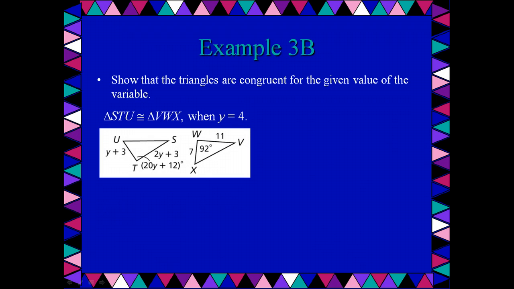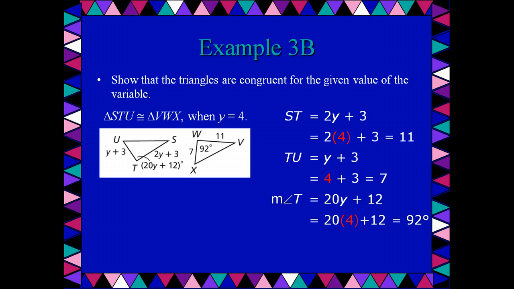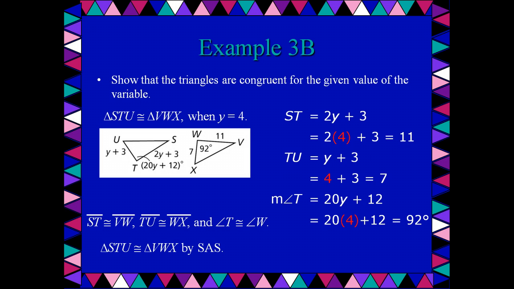Let's look at another set of triangles. When y equals 4, we want to show that these are congruent. So we plug 4 in for each of the sides, and we have ST is 11, TU is 7, and the measure of angle T is 92 degrees. Since the corresponding sides and the angles are congruent, then STU is congruent to VWX by the side, angle, side congruence postulate.